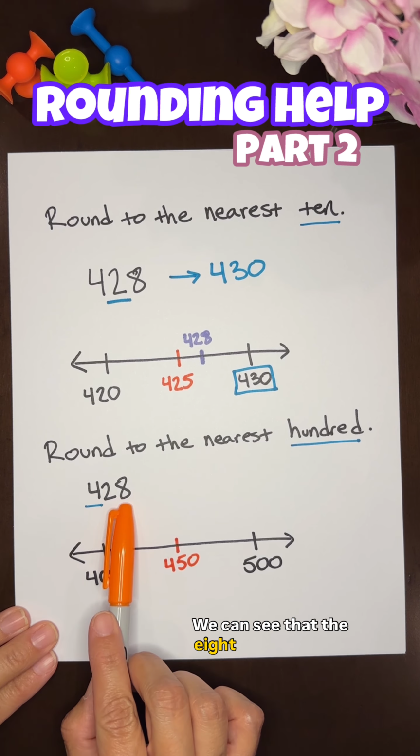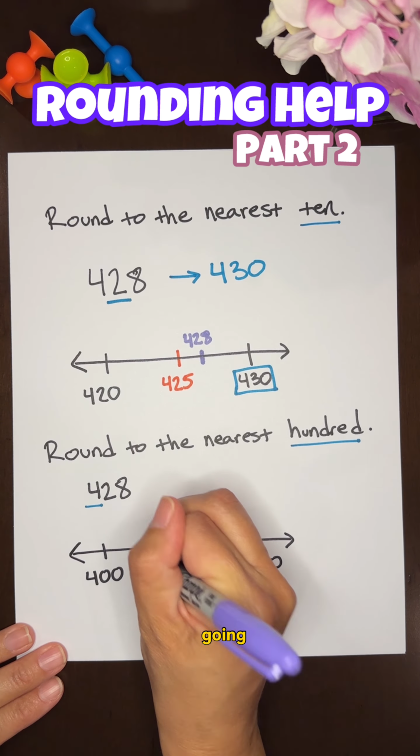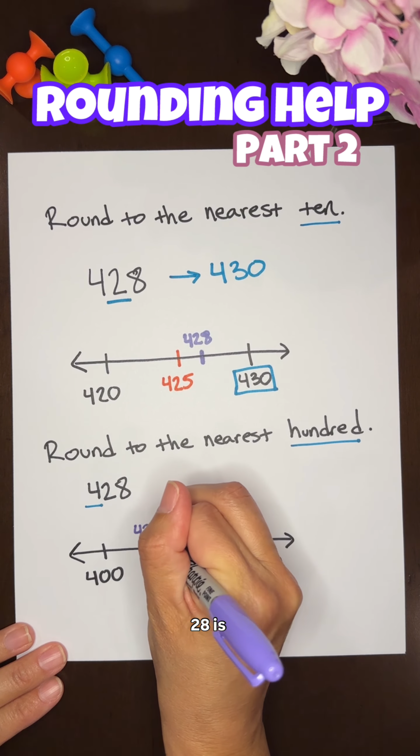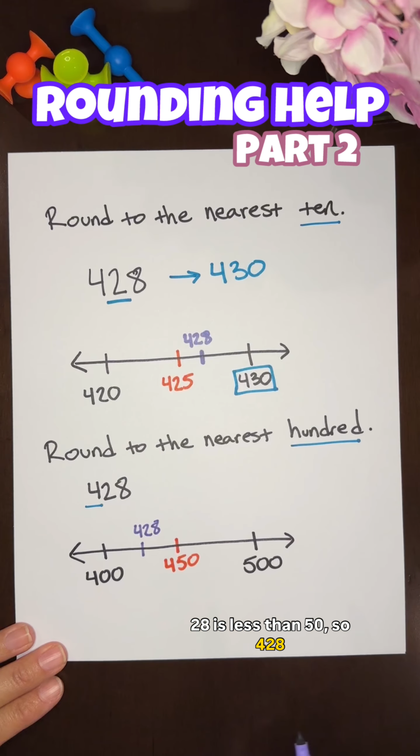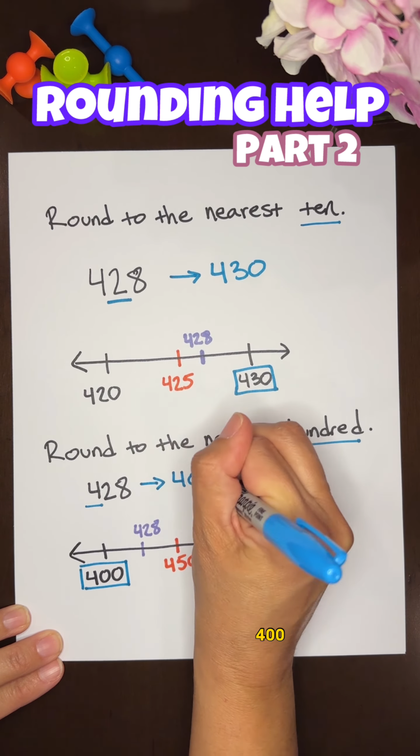We can see that the 8 doesn't really matter. It's more the 20 part of the number that's going to place us. 28 is less than 50, so 428 is less than 450, and I could plot it to the left. And that tells us that 428 will round down to 400.